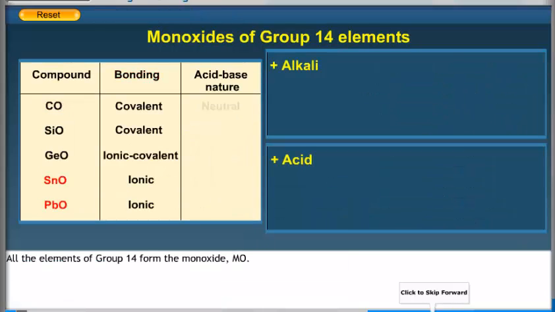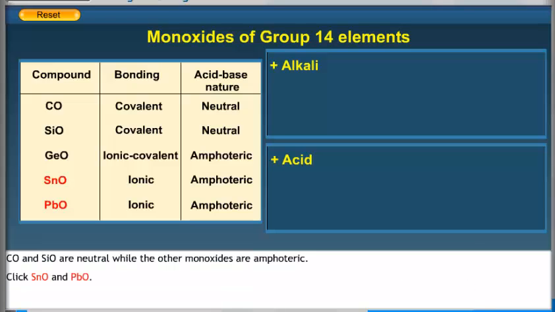All the elements of group 14 form the monoxide MO. CO and SiO are neutral, while the other monoxides are amphoteric. Click SnO and PbO.